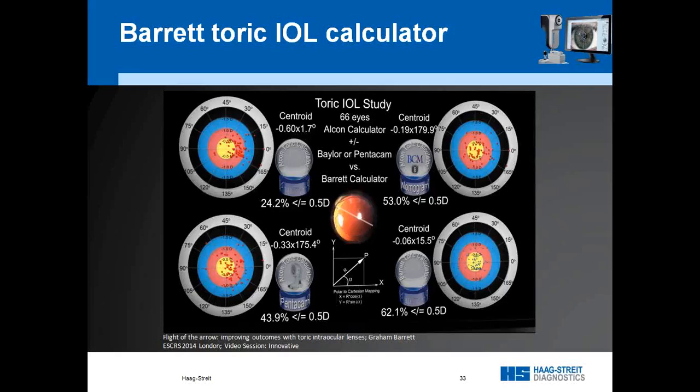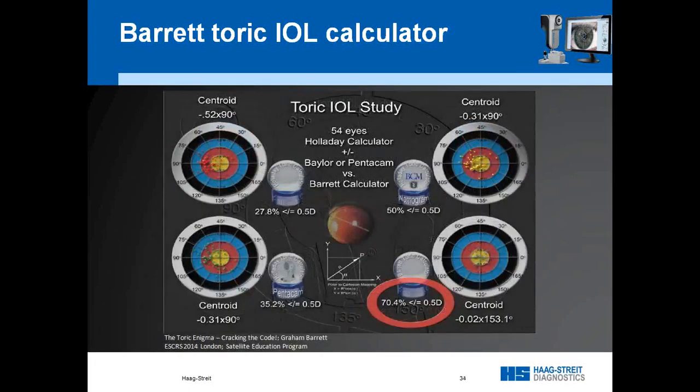Now, some of you might say that's not a fair comparison, because we all know of the limitation of the Alcon toric calculator: it doesn't take into account the lens position. So he did a comparison against the Holladay IOL Consultant toric calculator, and this calculator actually takes lens position into account. If you look at this result, the top left target, we see a slight improvement as compared to the Alcon calculator, but it's not significant.